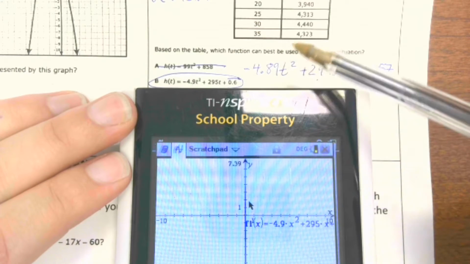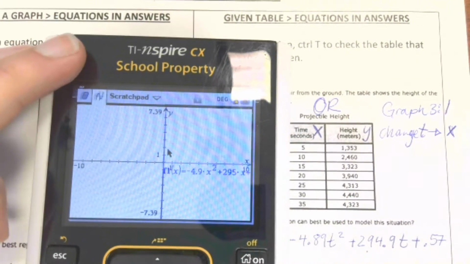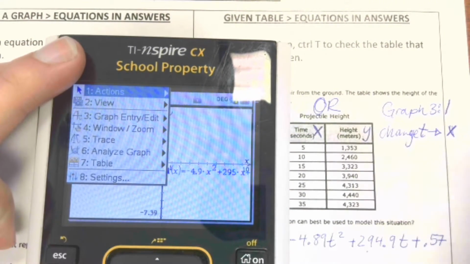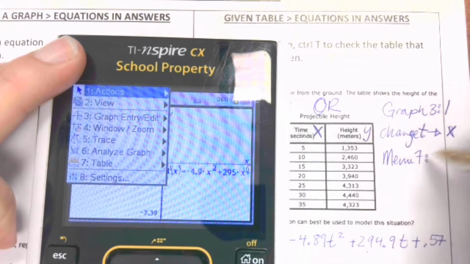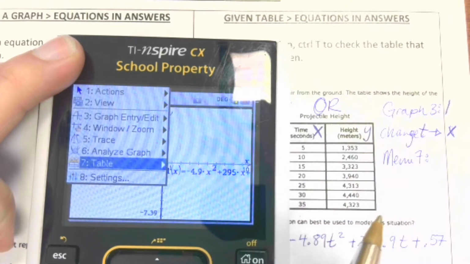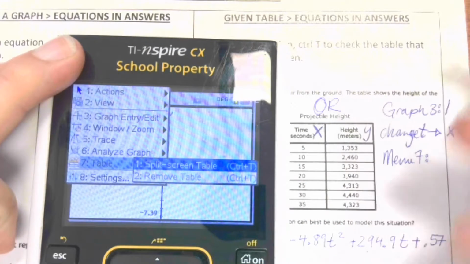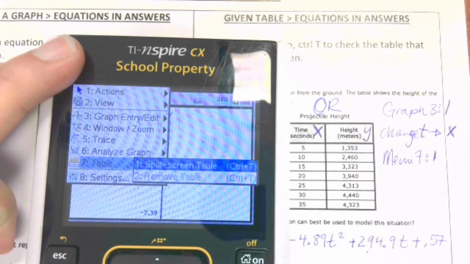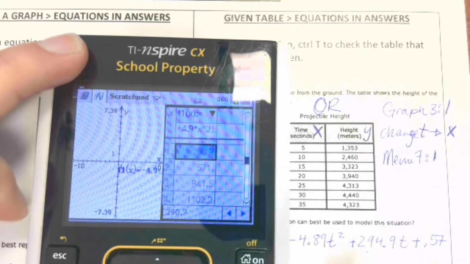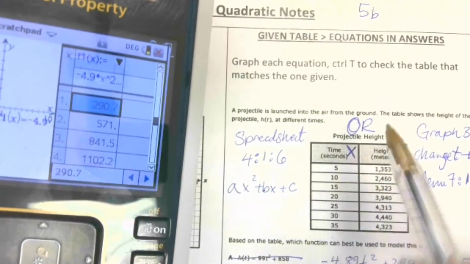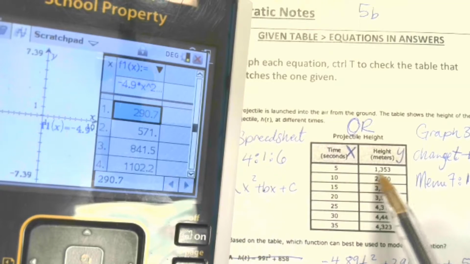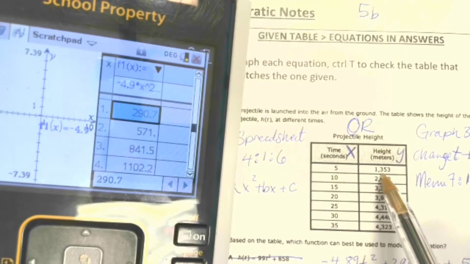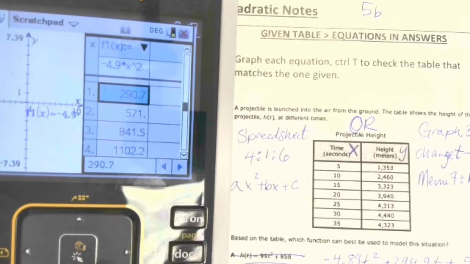And now we want a table. I want a table so I can check and see if it matches this table. So how we get a table is just go to menu. Hey, look, it says table. I think I'm going to go there. We were going to do the split screen, so 7.1. Now you got to pay attention to your values here. We're going to go where x is 5, and we're hoping it's very, very close to this number. It's okay if there's a decimal or something, but as long as it's very close to that, we're happy.